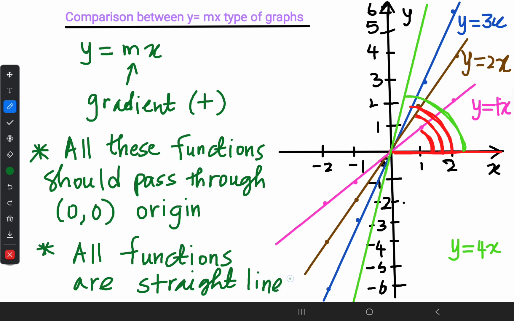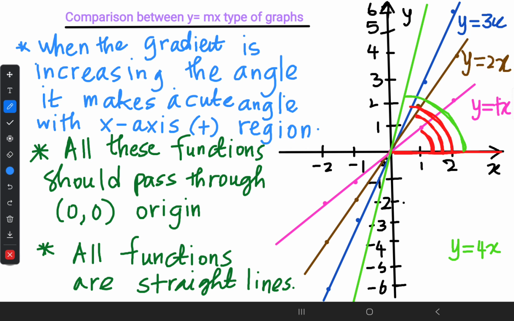And rather than that, I explained you something. If the gradient is increasing, the slope with respect to the x-axis positive region is also increased. So the last one: when the gradient is increasing, the acute angle it makes with the x-axis region is also increasing. That is the last observation.